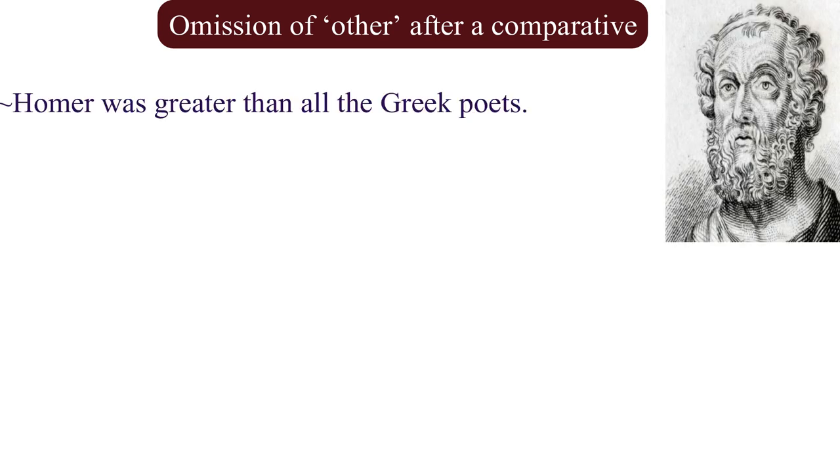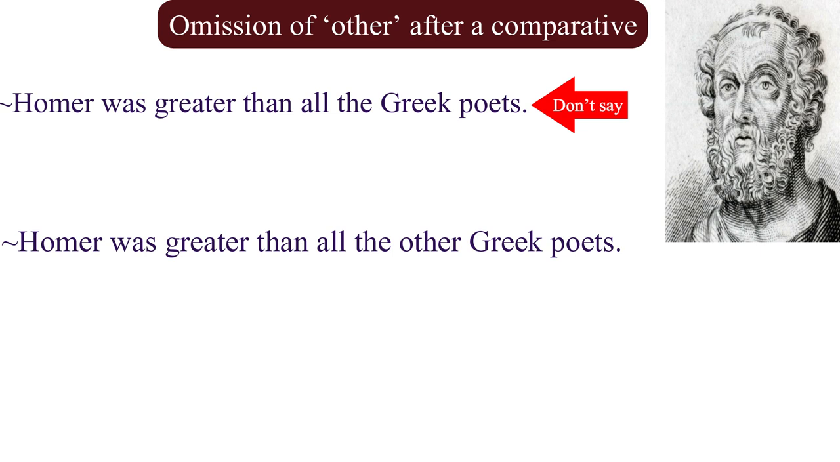Let's move on. Here we have another example. "Homer was greater than all the Greek poets." This sentence is technically incorrect, since Homer was a Greek poet, but this sentence makes him greater than himself, which is illogical. Rather, it should be like this. Please repeat after me. "Homer was greater than all the other Greek poets."